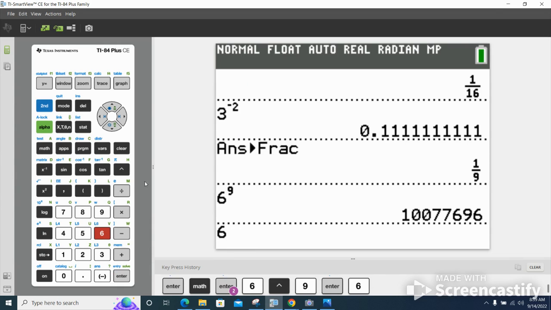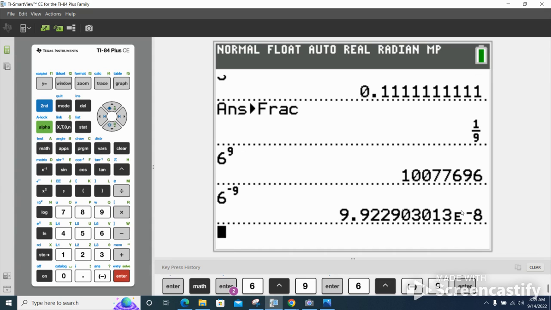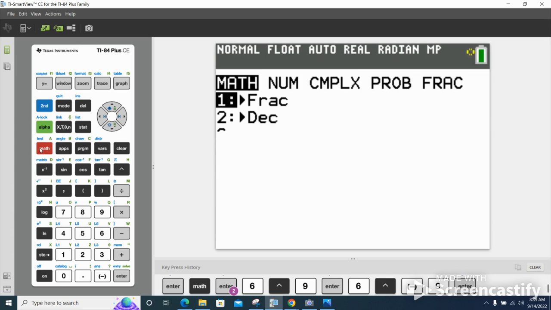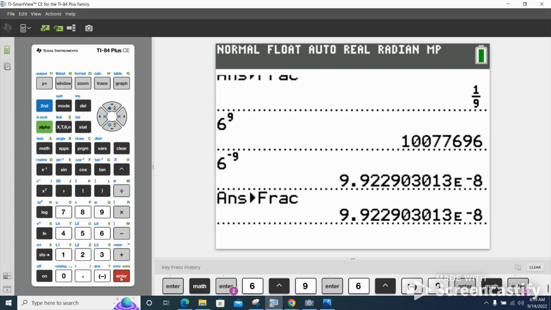I'm going to say 6 raised to the negative 9. I get this crazy number here. I'm going to go to math and change it to a fraction. It won't change it to that fraction, will it? No. Well, trust me, it is. If we choose a smaller number, let's do 6.